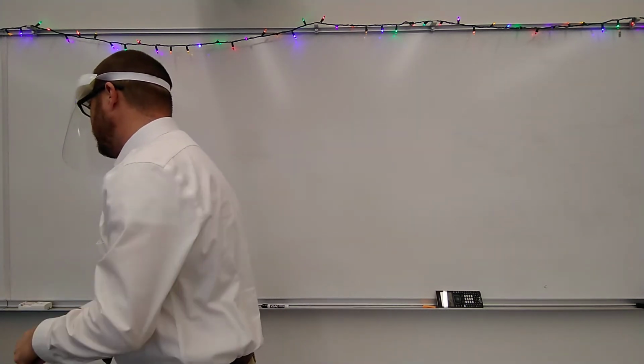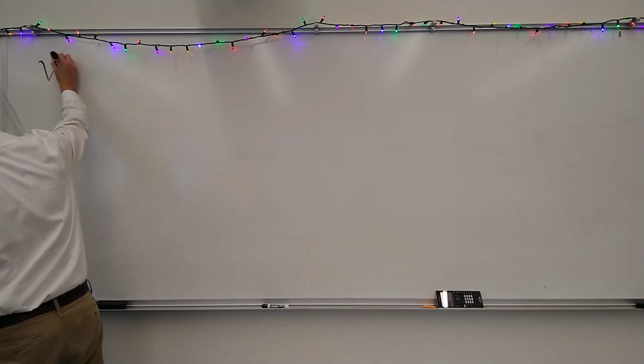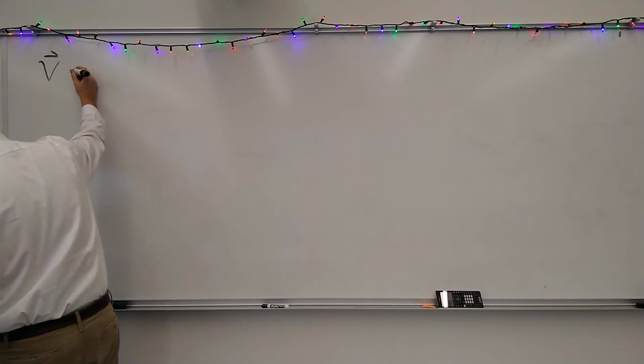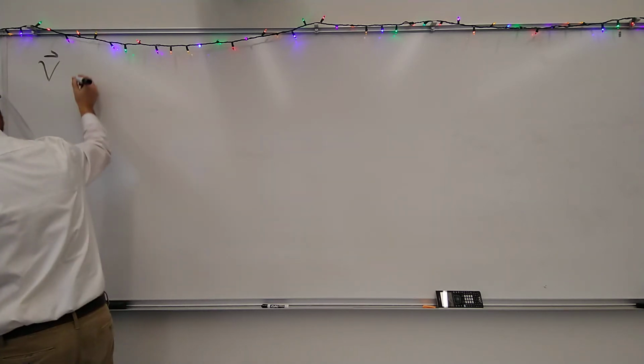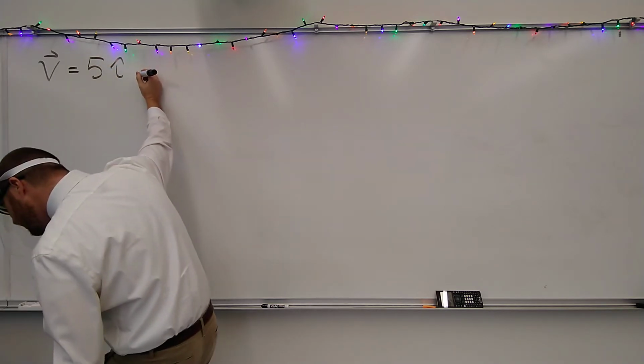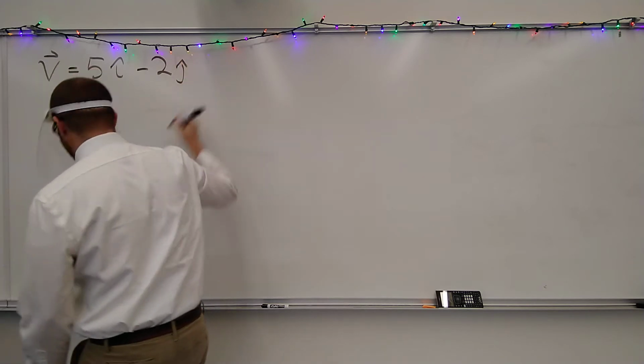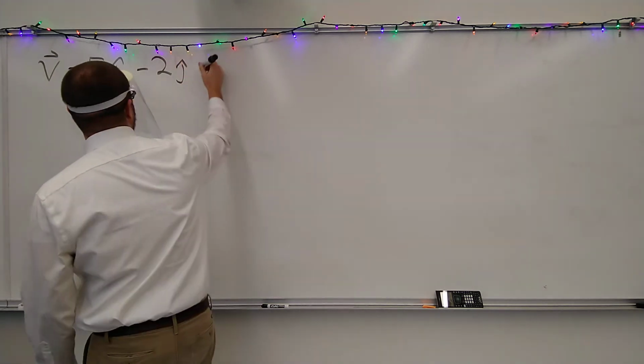Lost space probe has a constant velocity. So now we've done this a bit in class. I'm going to write pretty large here so we can see it. 5i hat minus 2j hat plus 4k hat.